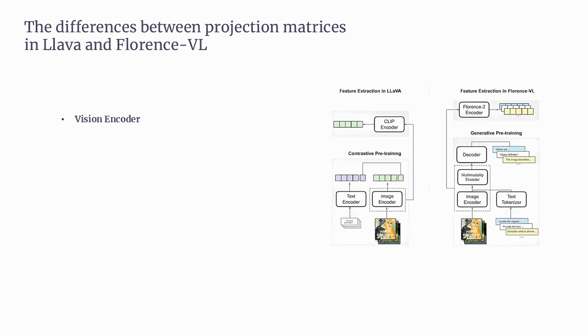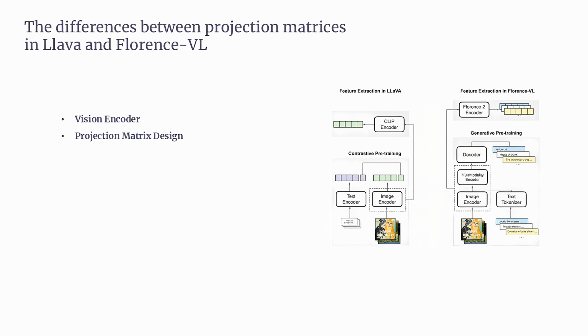The second, projection matrix design. For LLaVA, initially, LLaVA employed a simple linear layer to project the visual features into the language model's space. However, in later versions, this design evolved into a more complex multi-layer perceptron, MLP. This allows for better integration of the visual and textual features, improving the model's ability to handle cross-modal connections.